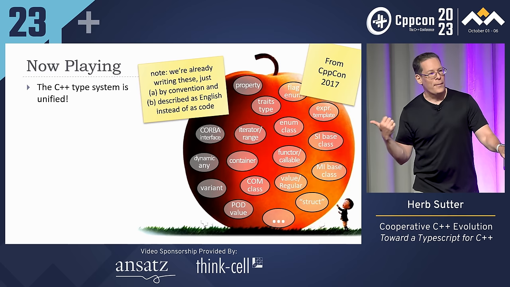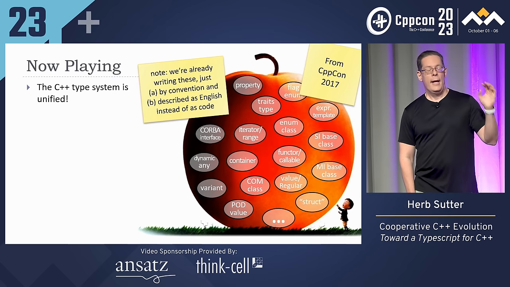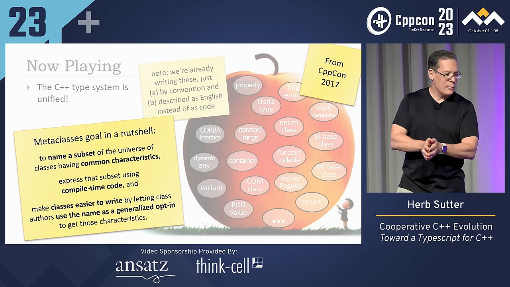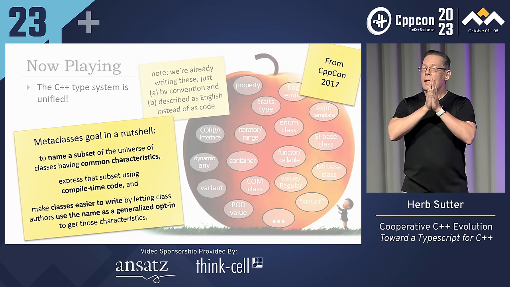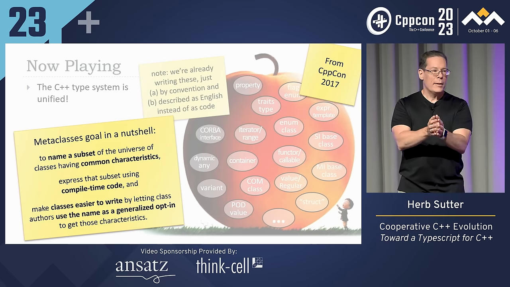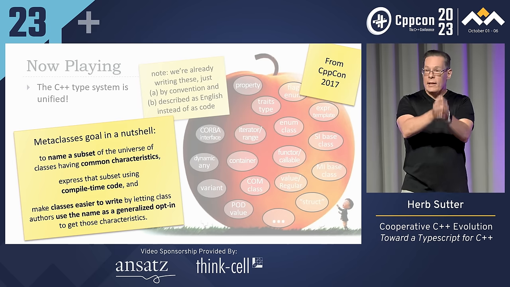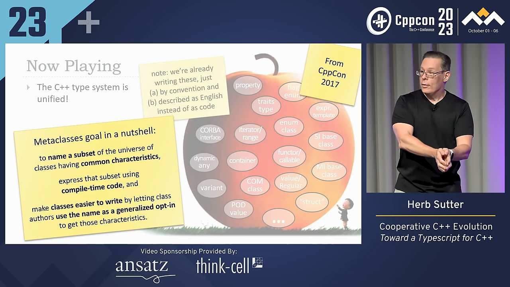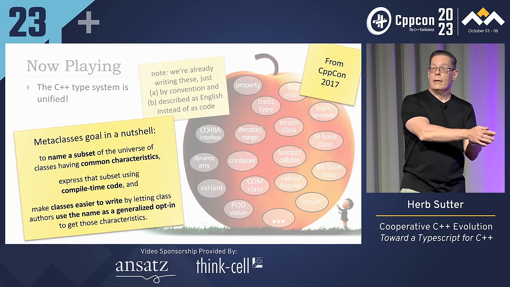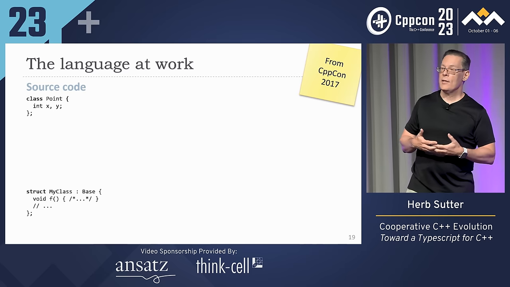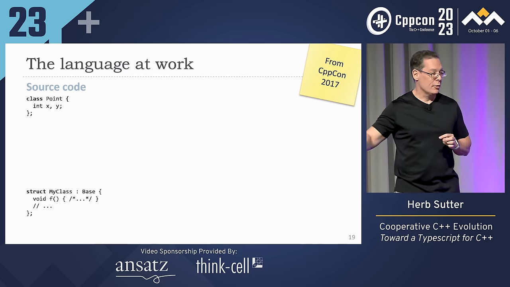So Bjarne got that point a long time ago. In fact, the metaclasses goal in a nutshell has always been simply to let you write the defaults, generated functions, and other common characteristics of a class that you're intending to write, as compile-time code. And I demonstrated it, and now I've implemented it. This idea is to make classes easier to write, and our compilers already do it.